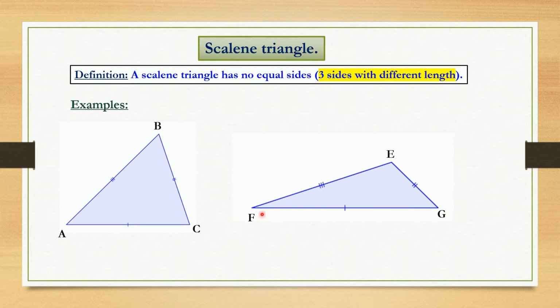In this example we have triangle EFG. Also we have three different codes on the three sides, EF, FG, and EG. It means that this is a scalene triangle because it has three sides with different length, and also it has an obtuse angle. So a scalene triangle can have three acute angles or two acute angles, and the third angle can be obtuse. But the three sides should have different length. Also, the three angles have different measure.